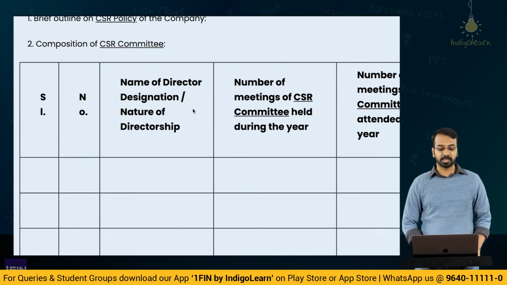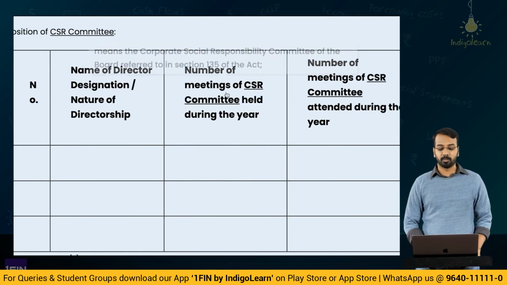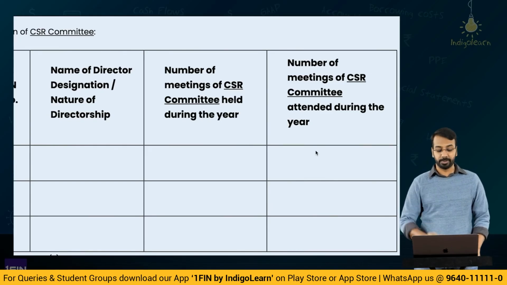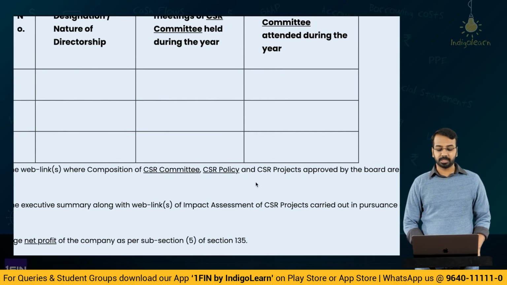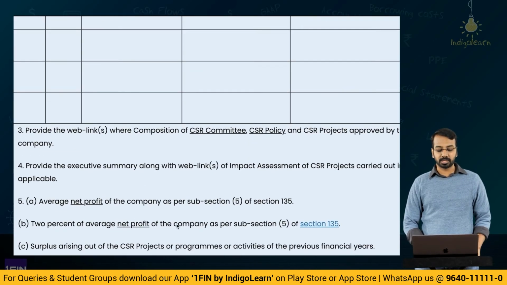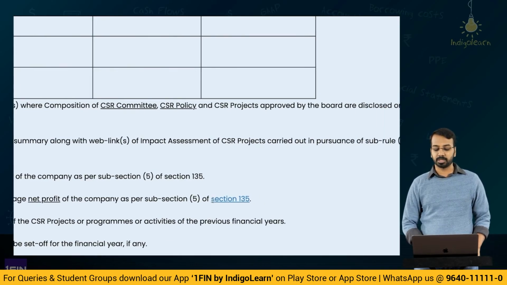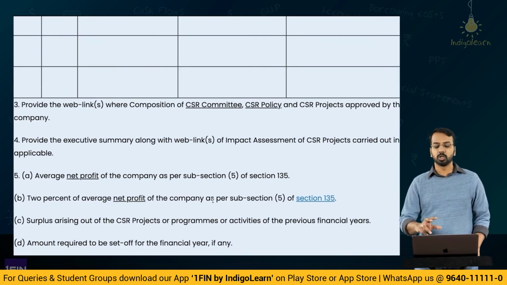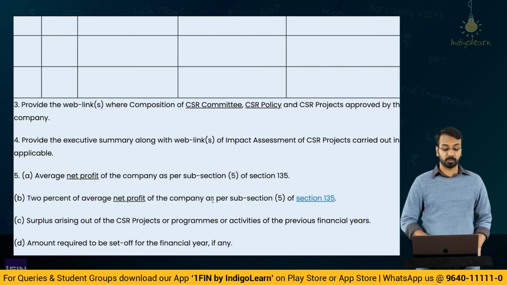Then the composition of the CSR committee: serial number, name of the director, number of meetings of the committee held, number of meetings attended. This format is also followed for board meetings. Then provide the web links where the composition of the CSR committee, CSR policy, and CSR projects are disclosed on the website. Provide the executive summary along with the web links of impact assessment of CSR projects carried out pursuant to sub-rule 3 of rule 8, if applicable. So for specified projects, you have to carry out impact assessment, and that has to be disclosed.